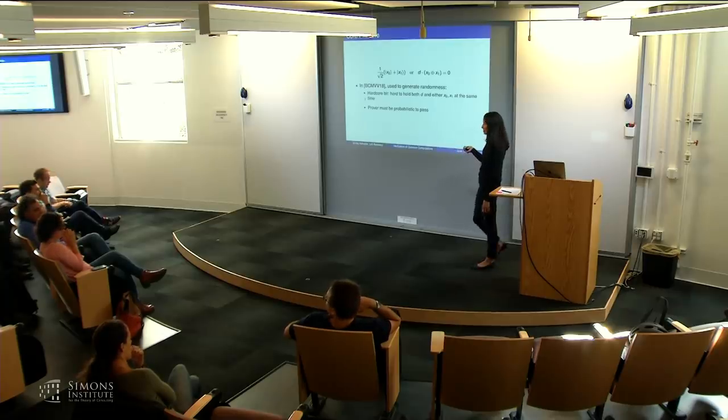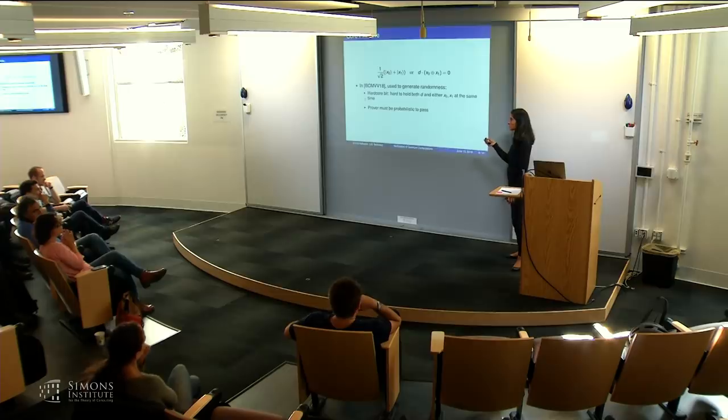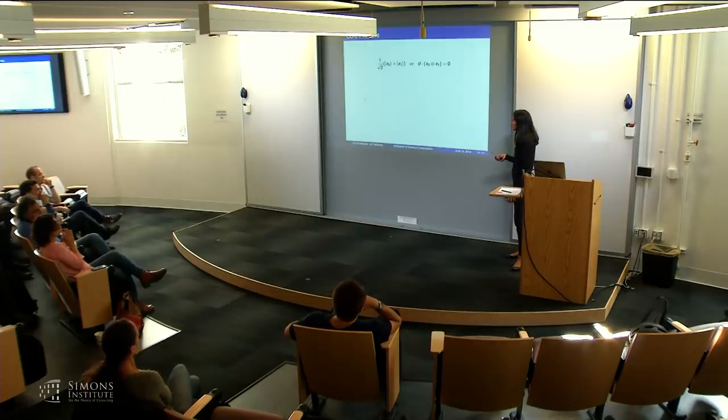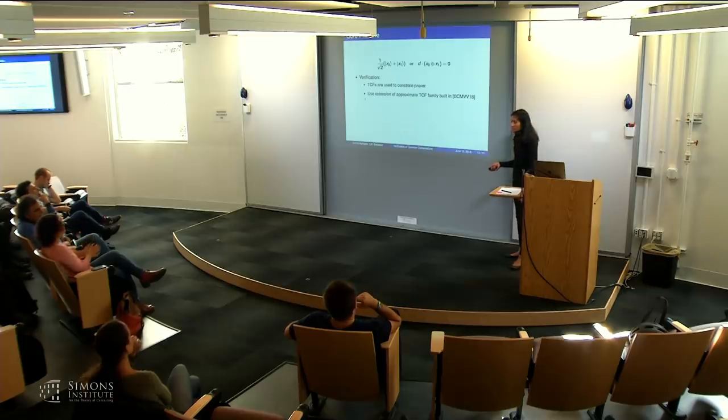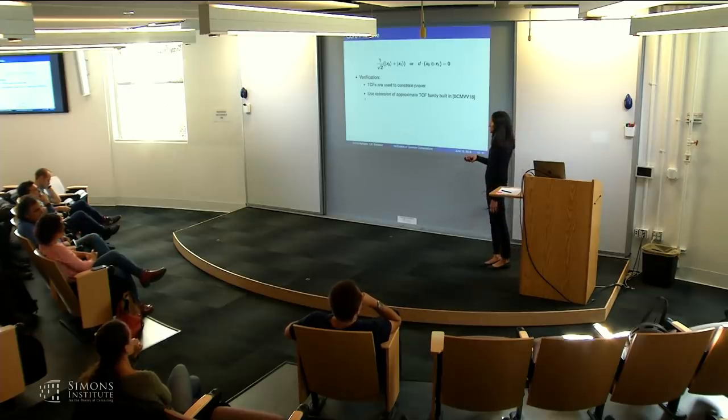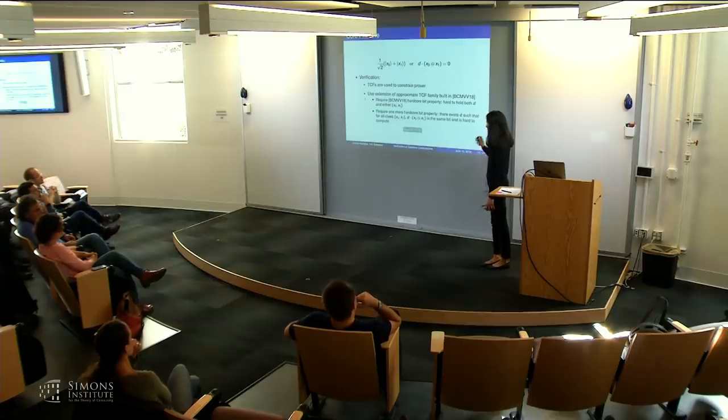Okay, so I'll use the same setup, but for verification instead of randomness generation. So here, instead of proving that the prover is probabilistic, I'd like to use this to constrain the prover. I'll use an extension of the approximate trapdoor claw-free family built in the randomness paper, but I'll need a couple more properties, which is why I use an extension. So I require the hardcore bit property that I just mentioned, and I require one more hardcore bit property. It's written here, but it's not necessary to understand this now. I'll mention it again later.